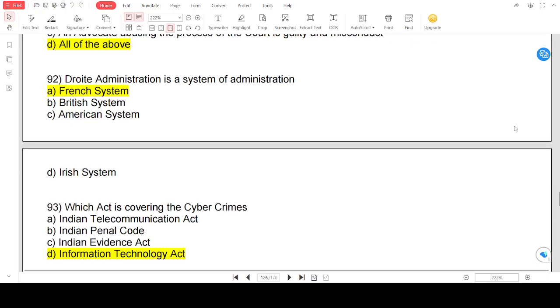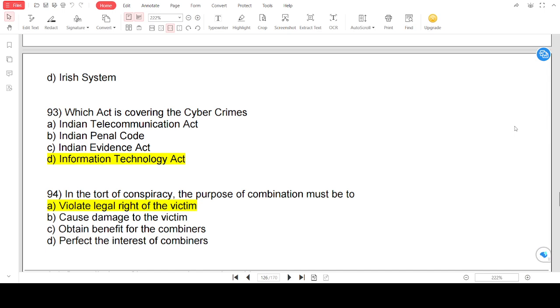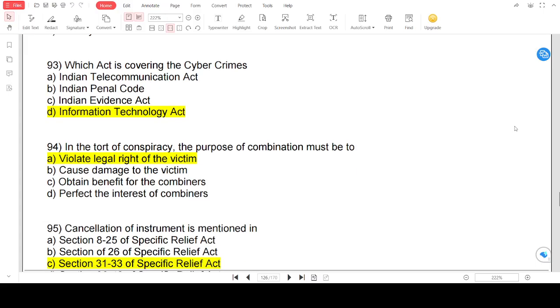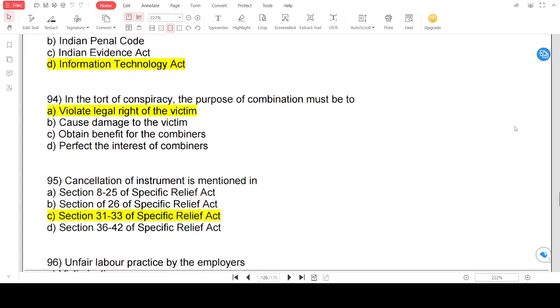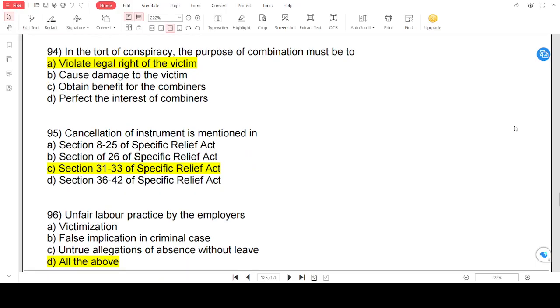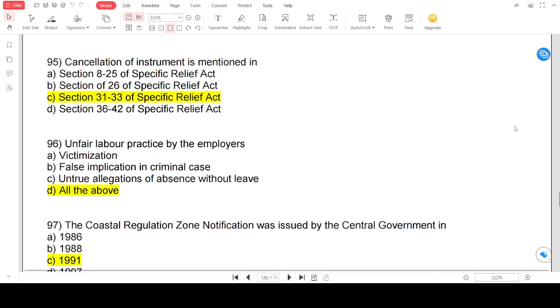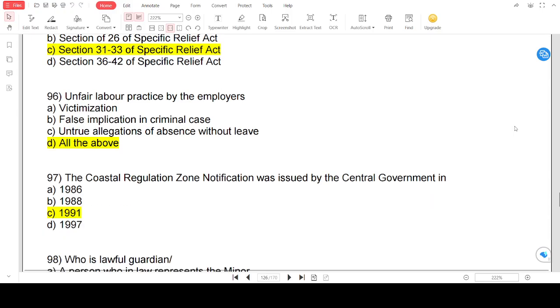Which act is covering cyber crimes? IT Act. In the tort of conspiracy, the purpose of combination must violate the legal right of the victim. Cancellation of instrument is mentioned in Sections 31 to 33 of the Specific Relief Act. Unfair labor practice by employers: victimization, false implication in a criminal case, untrue allegation of absence without leave.